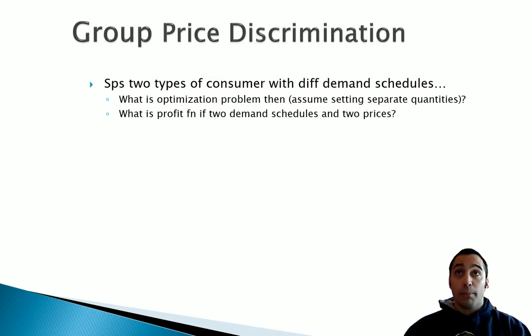Alright, so the price discrimination that we're going to talk about today is group price discrimination. Suppose there's two types of consumers with different demand schedules. Our question is, well, what is the optimization problem then, right? You're a producer. You observe there's two different demand schedules. One, what is the optimization problem you're trying to determine if you can set two different prices to two different groups? And two, what is the profit function if you have two demand schedules and two prices? Give it a think. Jot down the math you think we're going to do. Let's see what it looks like.